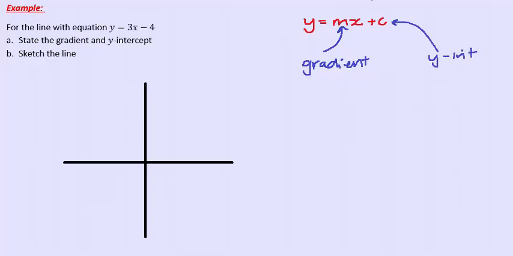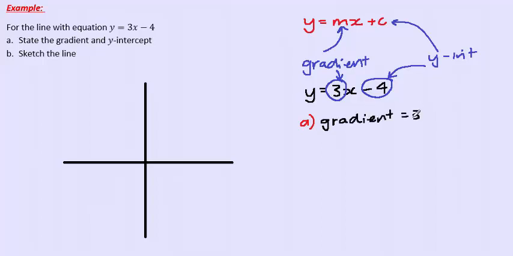So if I write this line down here and I say we're looking at y equals 3x minus 4, then that means that my m is the gradient, which would be 3, and my y-intercept is the negative 4. So therefore my answer to question A is that my gradient equals 3 and my y-intercept equals negative 4. Don't forget the negative there.